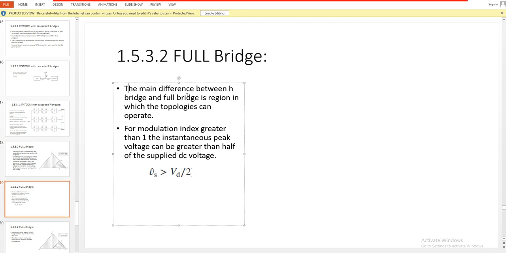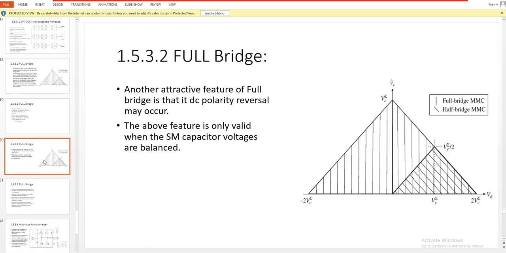And we know that the main difference between half bridge and full bridge is the region where they can operate. For modulation index greater than 1, the instantaneous peak voltage can be greater than the supplied voltage. As I earlier discussed, this is the beauty of the full bridge submodule topology, that the instantaneous voltage can also be greater than half of the DC pole to pole voltage. Another attractive feature of full bridge MMC is that DC polarity reversal may occur.